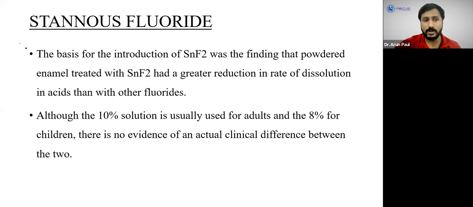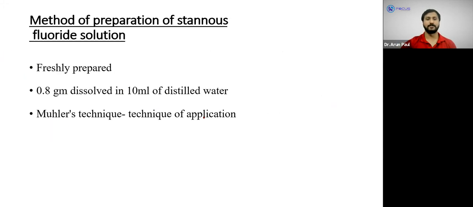So sodium fluoride was 2%, whereas stannous is 10% and 8%. Clear? It is believed that 8% is for children and 10% is for adults. But there is no such evidence saying that there is in fact a difference in the caries reduction.